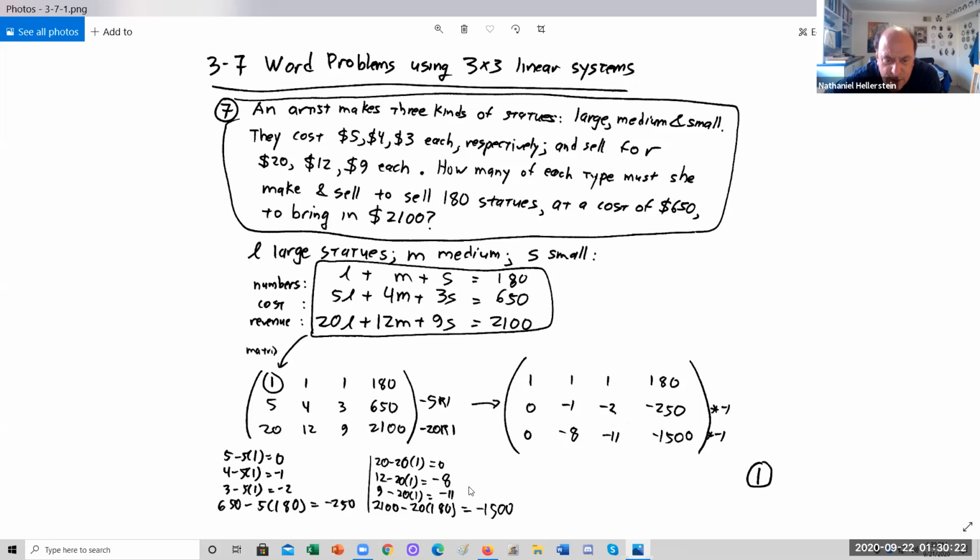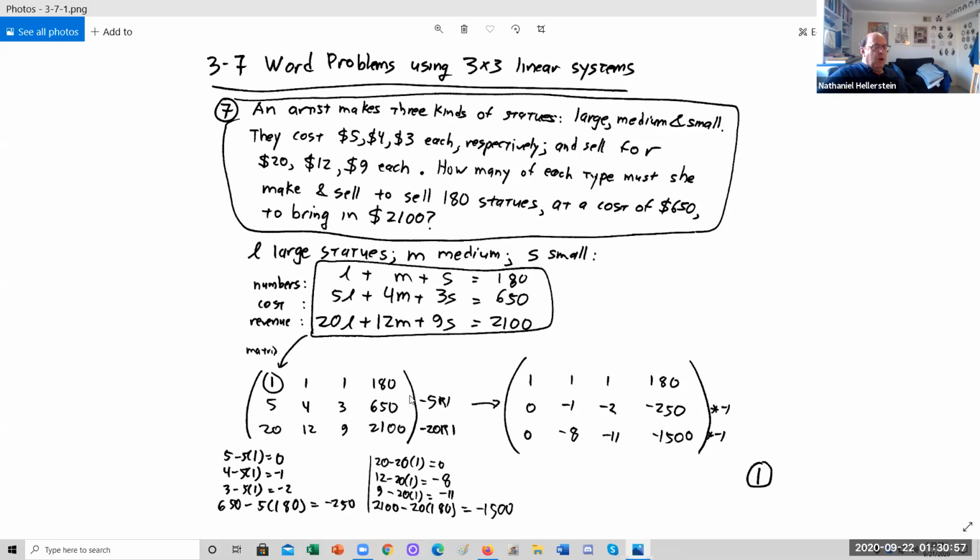Now, this is a 3 by 3 system, and this way I'm going to first change it to the augmented matrix and do row operations on that, just to save a certain amount of writing effort. So 1L, 1M, 1S, 180: 1, 1, 1, 180. 5L, 4M, 3S, 650: 5, 4, 3, 650. 20L, 12M, 9S, 2100: 20, 12, 9, 2100.